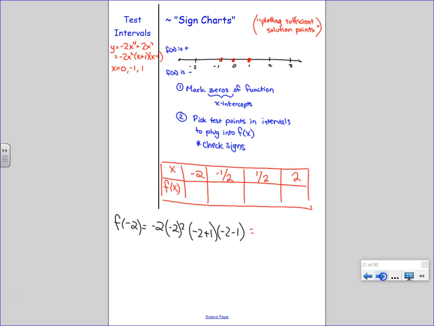Negative 2 times, what's negative 2 squared? What's negative 2 plus 1? What's negative 2 minus 1? How do you do that when you have lots of stuff getting multiplied together? Left to right, just go for it. Negative 2 times 4 is negative 8, yeah? You want to keep going, negative 1 times negative 3 is 3. So what's my final answer for this first one? Negative 24.